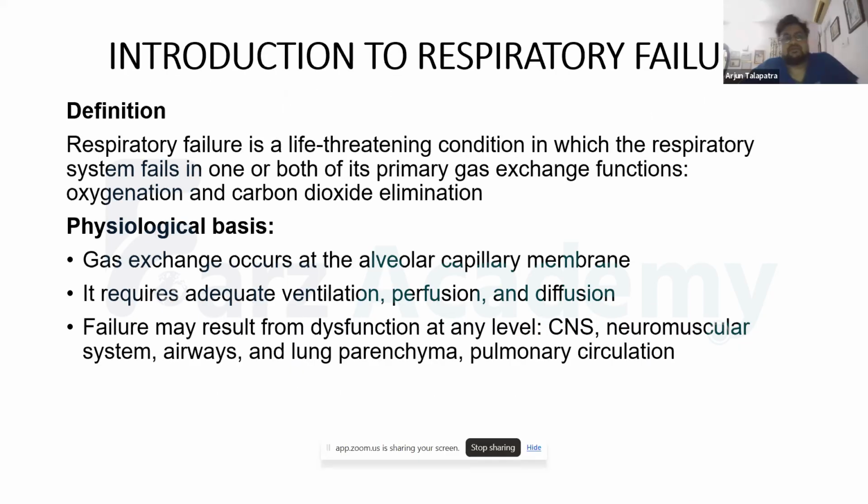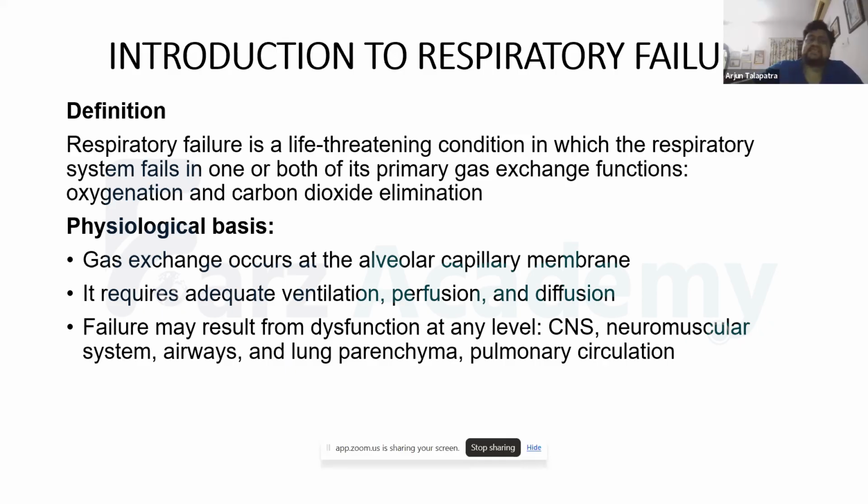So, respiratory failure is essentially a life-threatening condition in which the respiratory system fails in one or both of its primary functions. So, what are these primary gas exchange functions? It is oxygenation and carbon dioxide elimination. So, when your respiratory system is failing in either one or both of these, that's when you say that there is an imminent respiratory failure, and it is obviously a life-threatening condition.